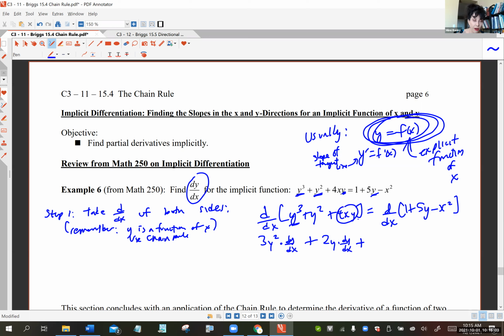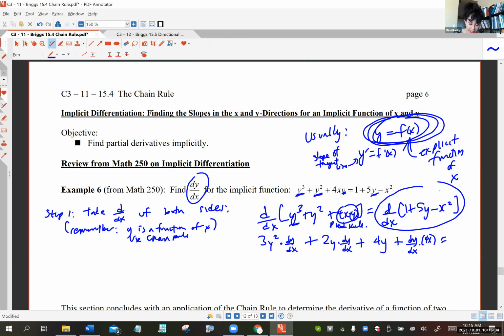Plus, now this is going to be a hard one. This 4xy, you're going to need the product rule on that, because it's a product of 4x times y. So let's take the derivative of 4x with respect to x, and that's just a 4. And then you multiply that by y. I'm using the product rule right now. Plus the derivative of y with respect to x, that's just dy dx, times the 4x. Okay, and there, I'm done with that term. I used the product rule.